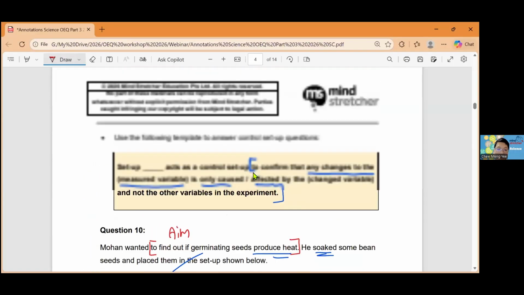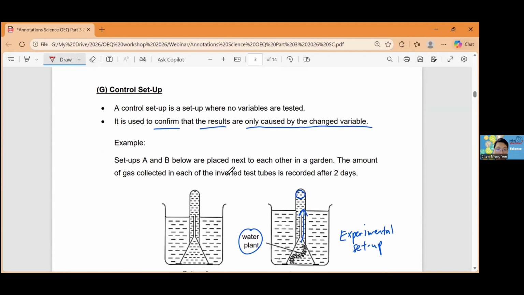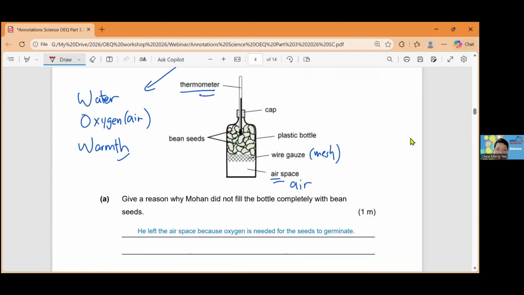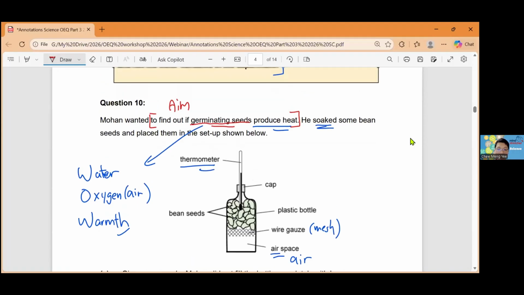So remember for control setup, what is the use of control setup? It's a setup where no variables are tested. And the measured variable is higher temperature basically. We're measuring the temperature and see whether it produces heat. So if I do not want to test any variable, what is my change variable here? It must be the presence of germinating seeds. So what can I do? This is the change variable. I put as CV, change variable, and heat is basically measuring the temperature. So the thermometer will measure the temperature, so that is the measured variable.